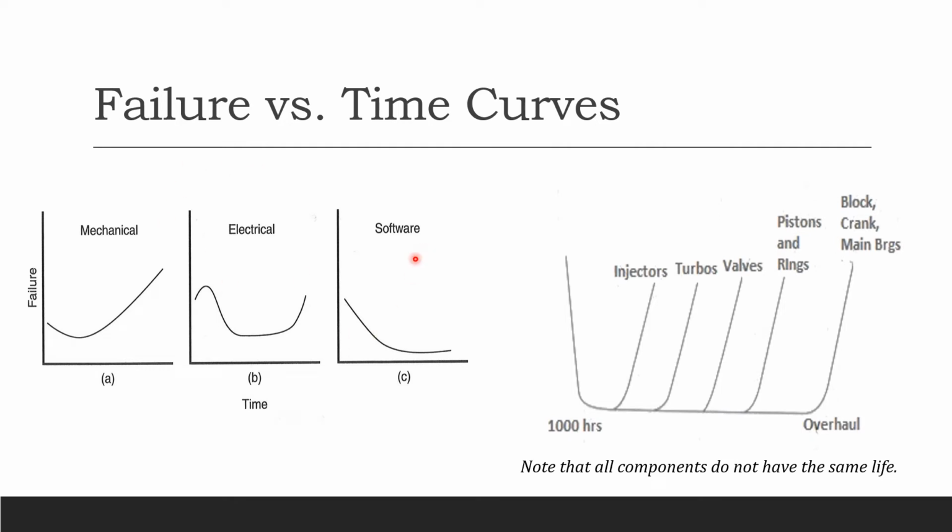Failure versus time curve. So we're dealing with mechanical failure, electrical failure, and software failure, and they all produce different graphs. We call them curves, and we are studying the failure against time. This is the time axis right there, and failure is on the y-axis.